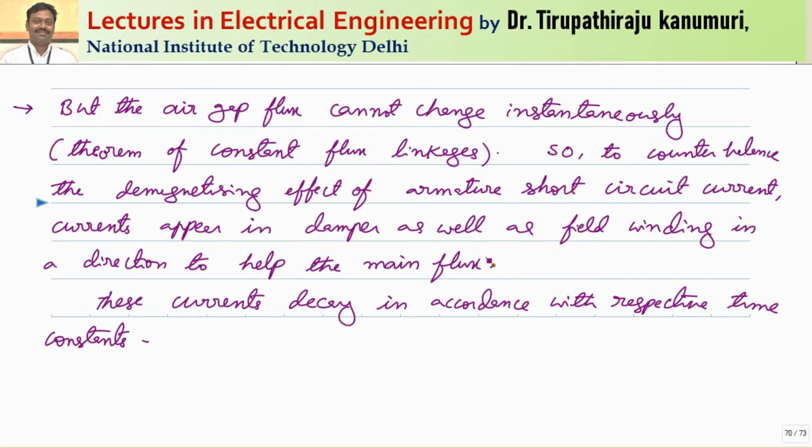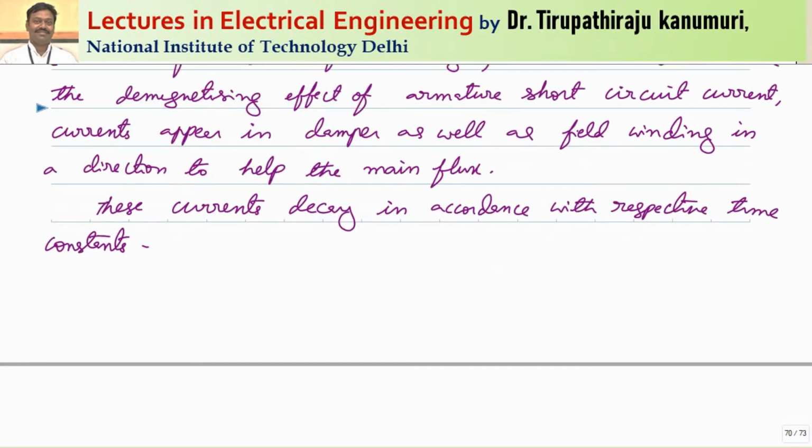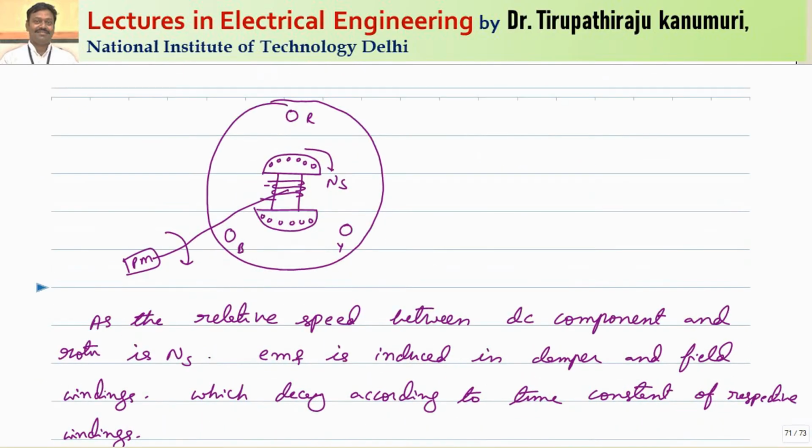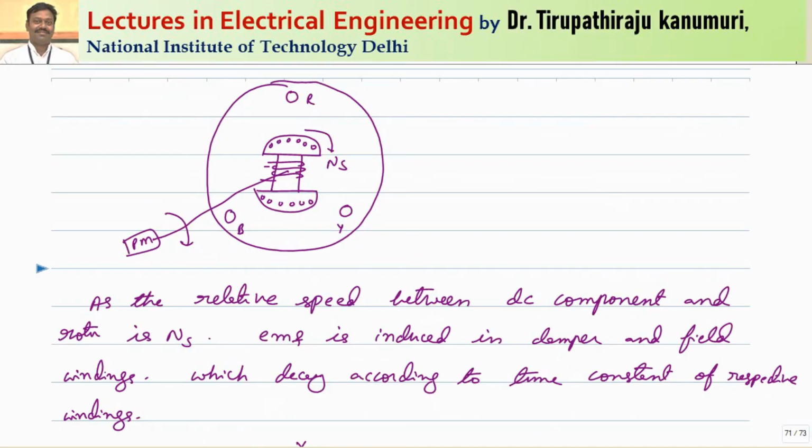But how are they adding? How is the EMF induced in the damper and the field winding suddenly? How can it be produced? That will be the doubt all of you will get. So that I am going to explain now. We have already seen, for the case of the RL circuit under short circuit condition, there are two components.